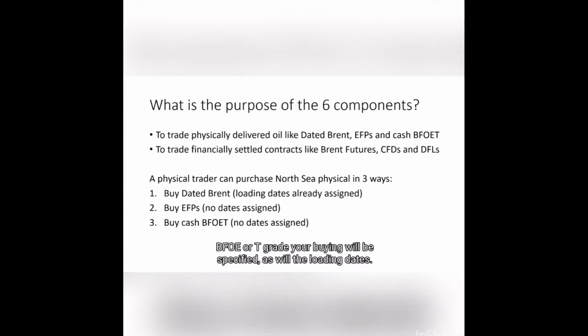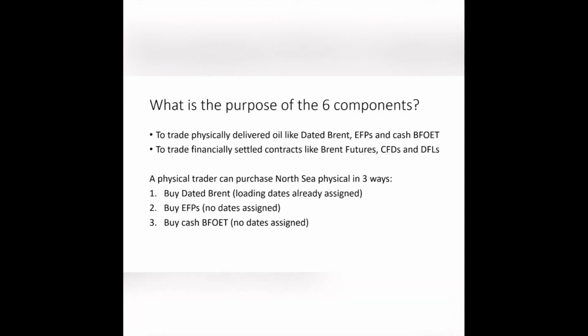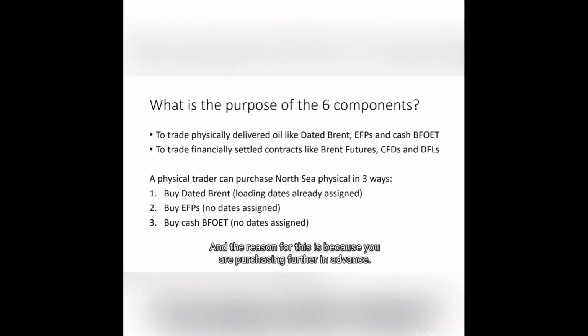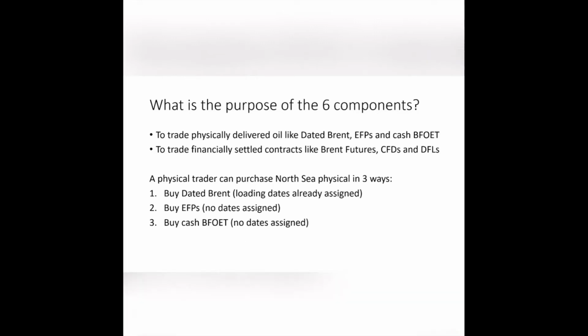The crude grade, so which particular BFOET or T grade you're buying, will be specified, as will the loading dates. The last 2, through buying EFPs or buying cash BFOET, have no dates assigned, and the reason for this is because you are purchasing further in advance. Again, we're in the month of June. The earliest EFP or cash BFOET I can go into the market and purchase now will be August. And as stated here, I will be buying any cargo over any date in August, which I will find out at some point in the future.